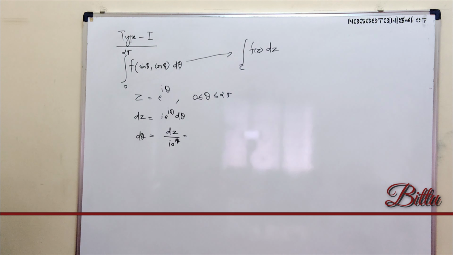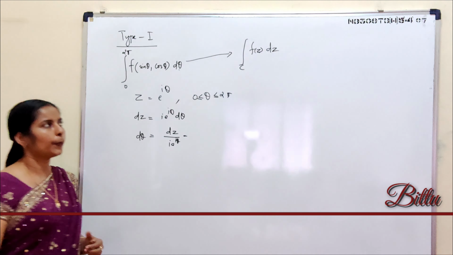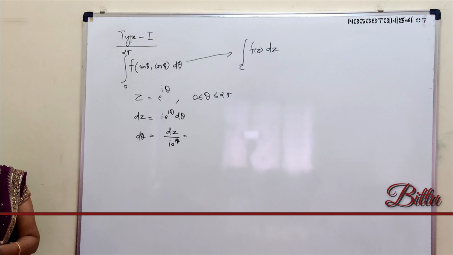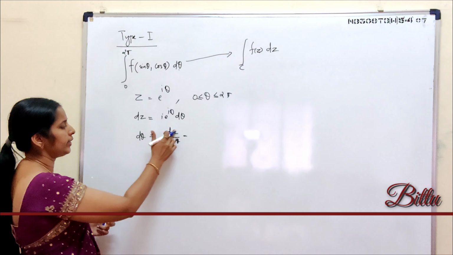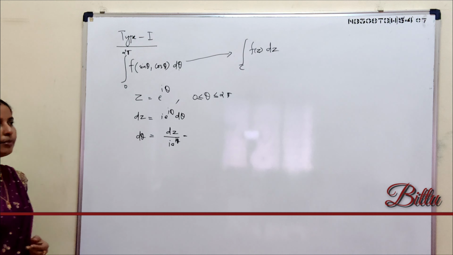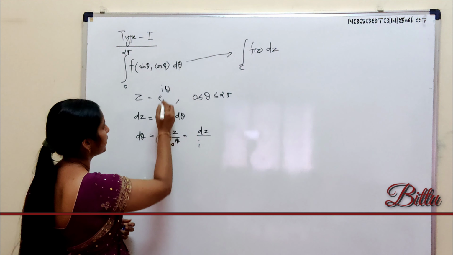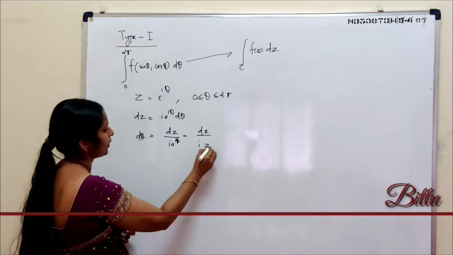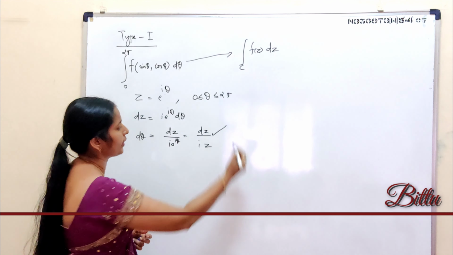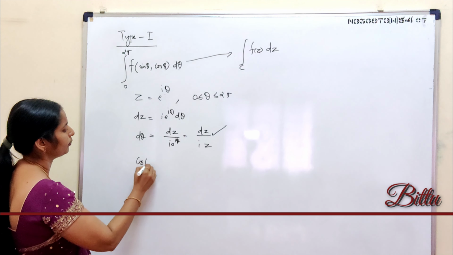So we have to change the variable theta in terms of z. You have to replace all theta in terms of z. Here d theta is dz by i e raised to i theta. We have to replace d theta completely in terms of z. So it is dz by i, and e raised to i theta is z. So d theta is dz by iz.